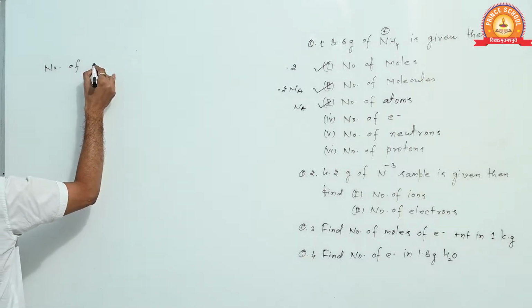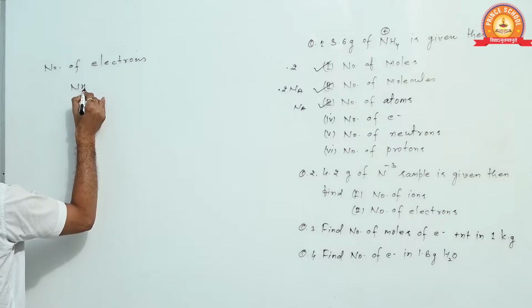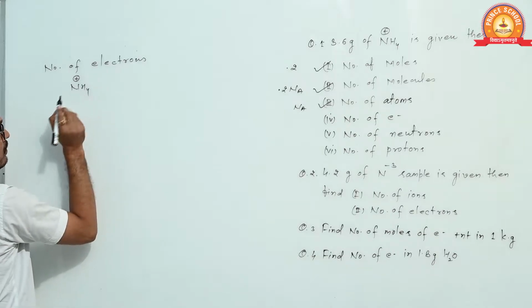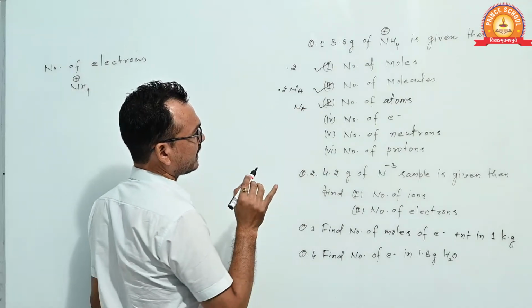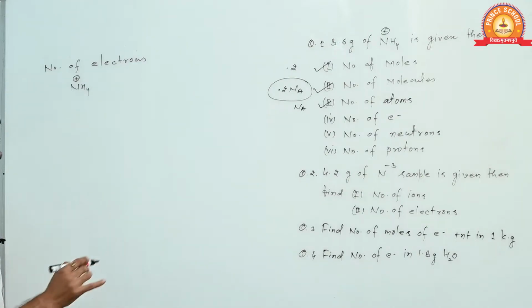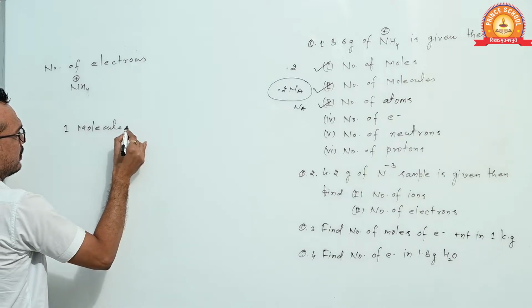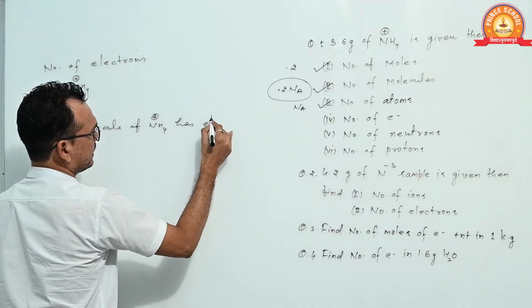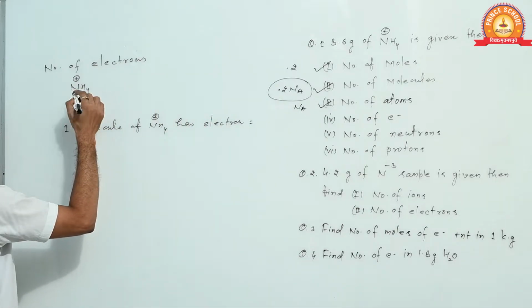Number of electrons. It is the NH4 plus ion. Clear? What is the total number of electrons? Calculate the total number of electrons in ammonium ion. Then multiply by the number of molecules, because one molecule of NH4 plus has some electrons. Calculate the number of electrons in NH4 plus.